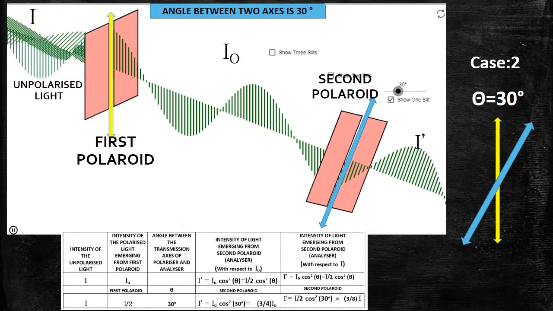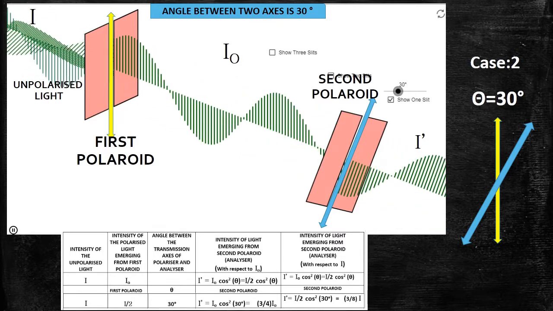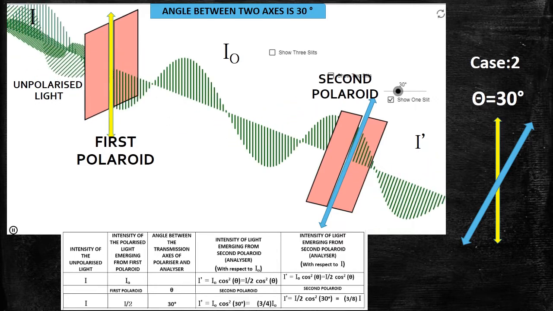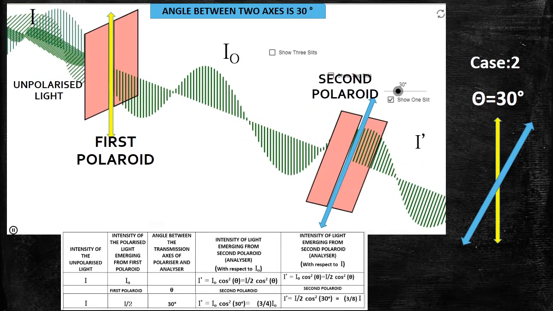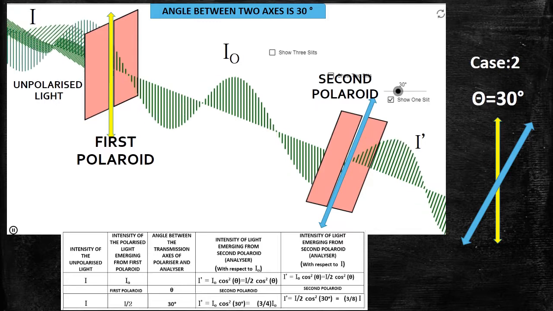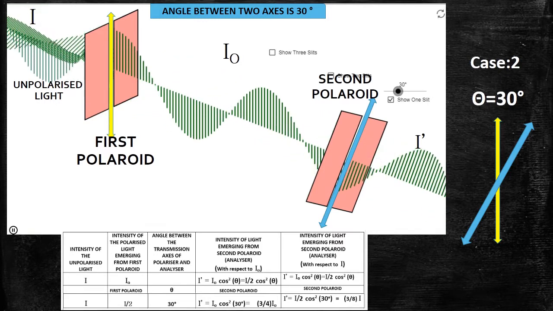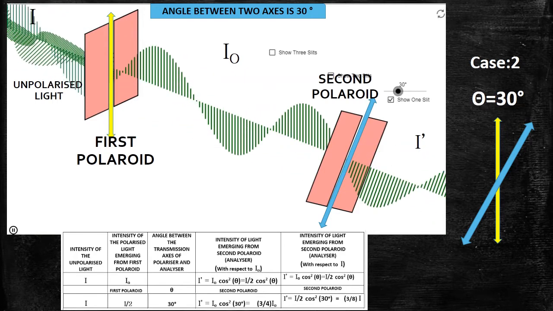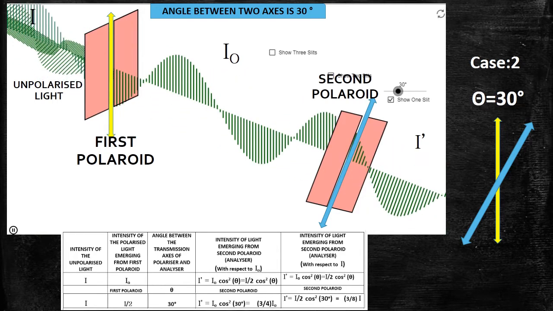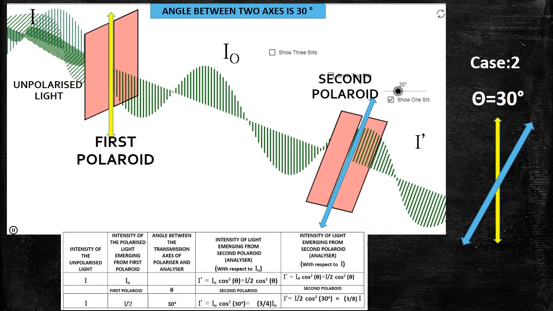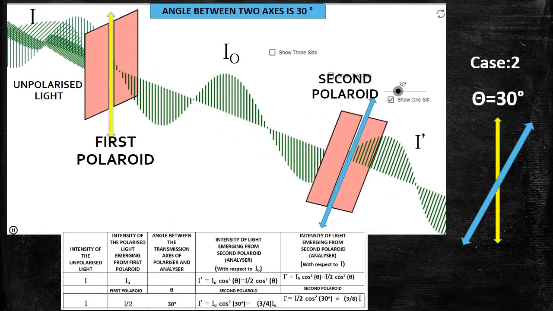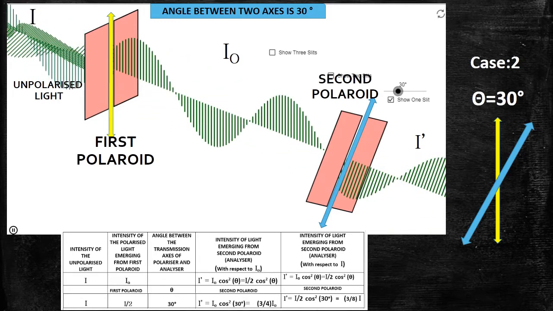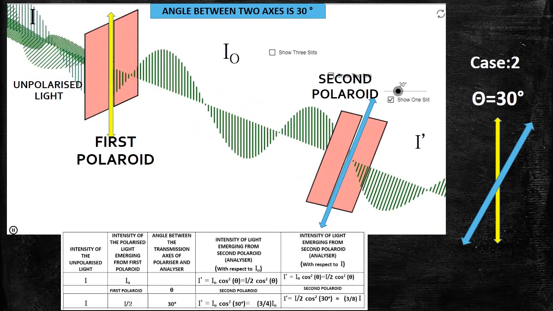Cos square 30 value must be substituted. Cos 30 is root 3 by 2. Therefore, cos square 30 will be root 3 by 2 whole square. Root 3 by 2 whole square must be multiplied with I by 2. After calculation, finally you will get I dash will be equal to 3 by 8 I. That is, 3 by 8th of the intensity of unpolarized light will be equal to the intensity of the light which emerges out from the second polarizer.